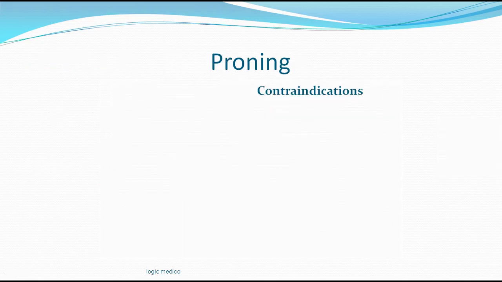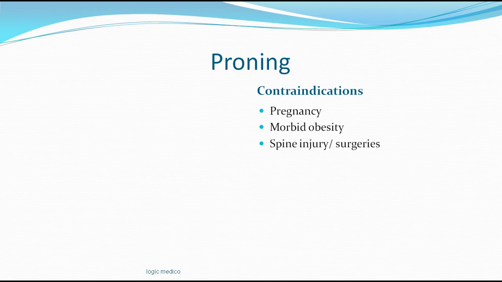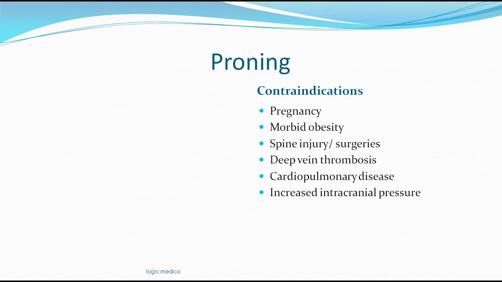So what are the contraindications of proning? Number 1, in pregnancy, proning is contraindicated. Morbid obesity, the person is severely fat or obese, morbid. Any spine surgery, backbone surgeries, any spine injuries, deep vein thrombosis, if there is a clot in the veins, cardiopulmonary disease, disease of heart and lung, chronic diseases, increased intracranial pressure, because this will cause increased venous return, more pressure will rise inside the skull. Recent abdominal surgeries are also contraindication. Contraindication means these patients should not do proning.